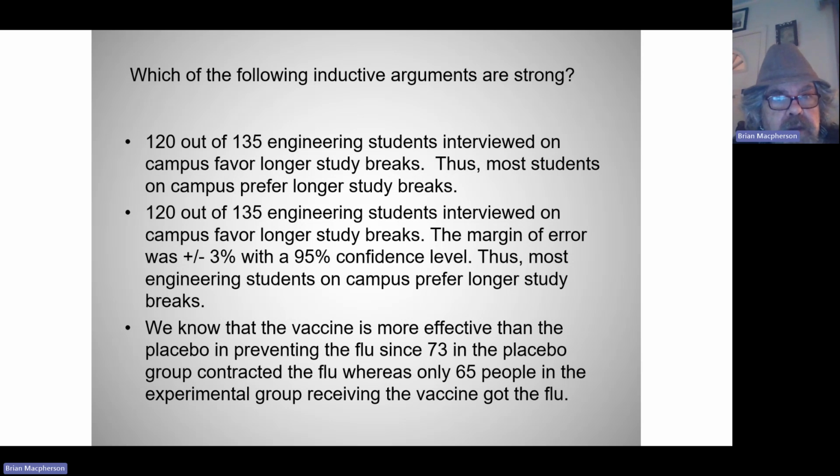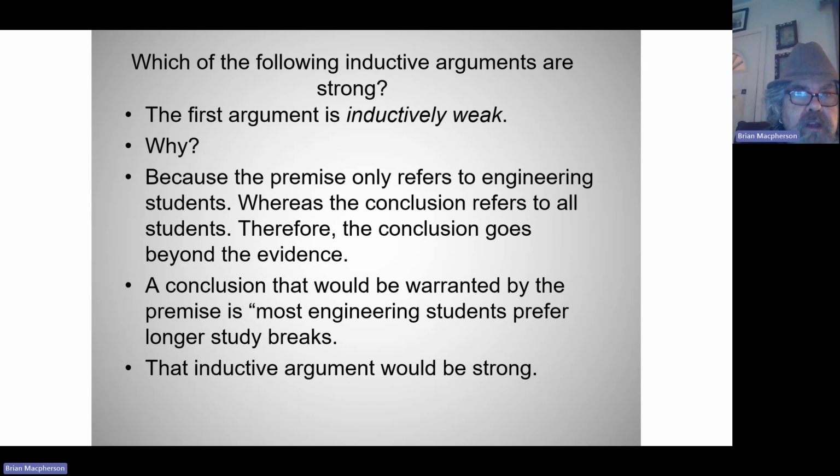So if you look at the top argument, 120 out of 135 engineering students interviewed on campus favor longer study breaks. Thus, most students on campus prefer longer study breaks, okay? I think you would agree with me that that top argument is inductively weak, right? Why? Because the premises are only referring to engineering students, but the conclusion is referring to all students, which includes people majoring in various disciplines, right? So as I say here on the slide, the conclusion goes beyond the evidence. Therefore, it is not a strong inductive argument.